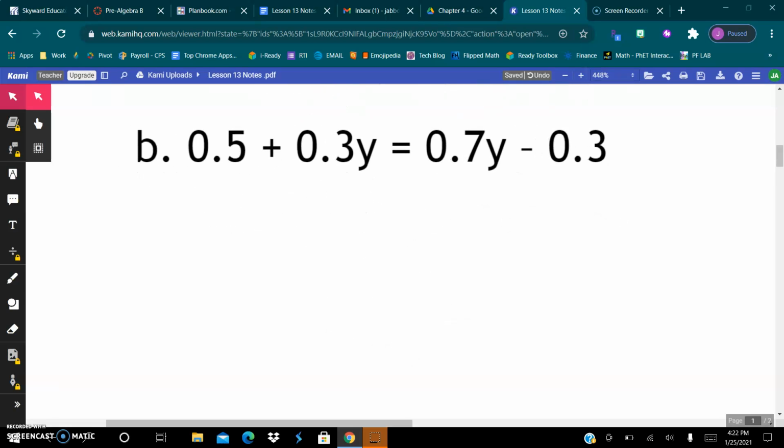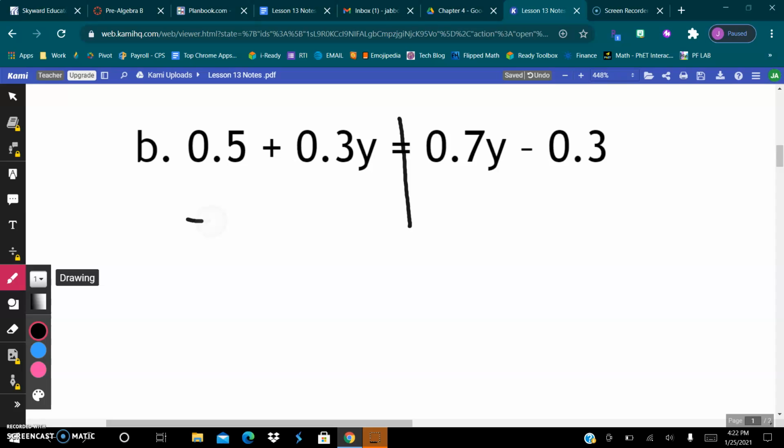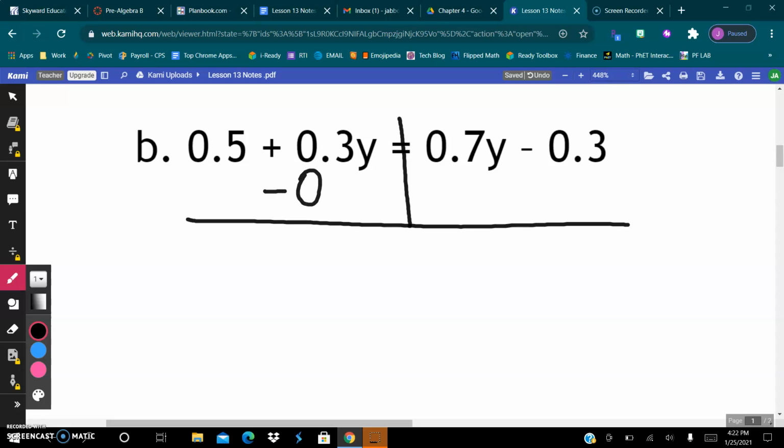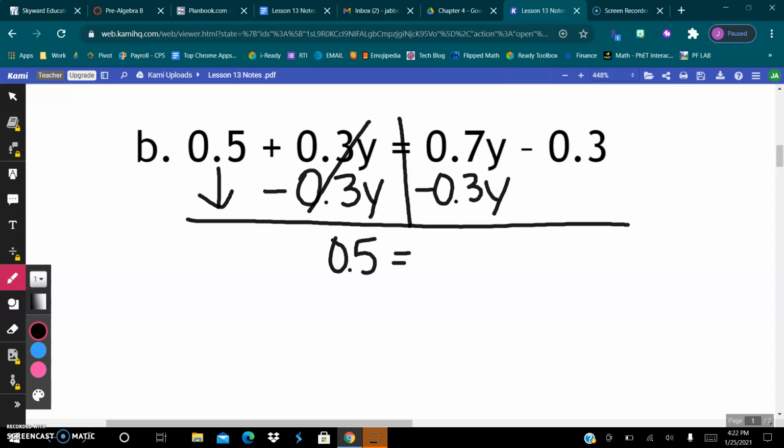Our next one here, remember, draw that upside down T through the equal sign. We have 0.3y on the left, and 0.7y on the right. So 0.3 is smaller, it's positive, so we're going to subtract it. So these guys would cancel out. We have to bring down our 0.5. That's the only thing left on that side. 0.7 minus 0.3 would leave us with a 0.4y. And we also have to bring down that minus 0.3.